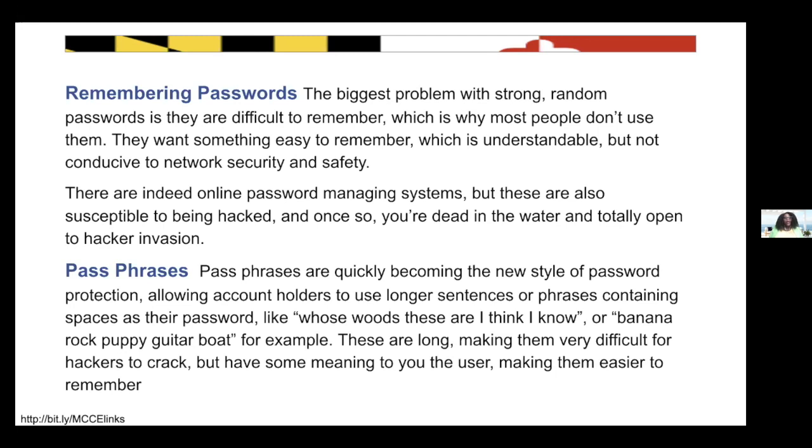So password phrases, these days those have become really acceptable, but you have to make sure you're not using that phrase.